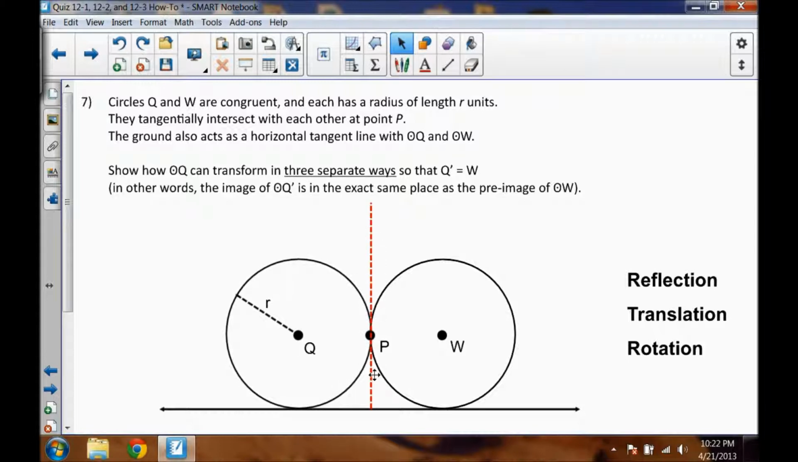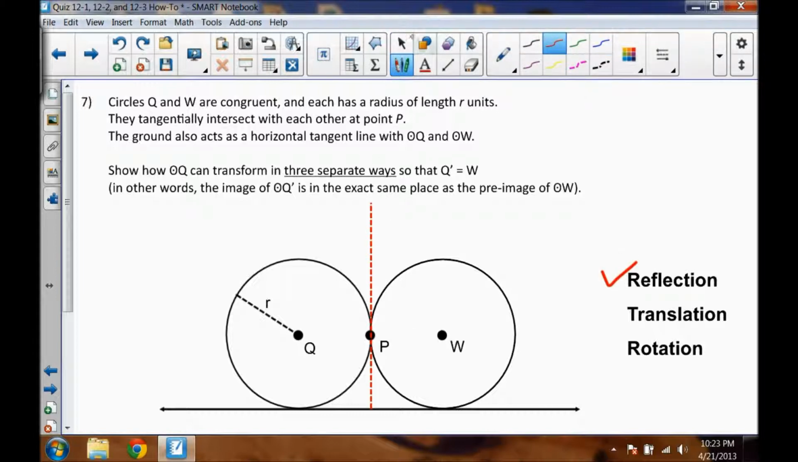So what's this locus? This is the locus of points that are equidistant from Q and W. Remember, like those perpendicular bisectors, if you had a segment across, W and Q are both equidistant, R units away from P, and you keep going up, all these are equidistant from all those points as well. Okay, so hopefully you got that one. Let's check that one off.